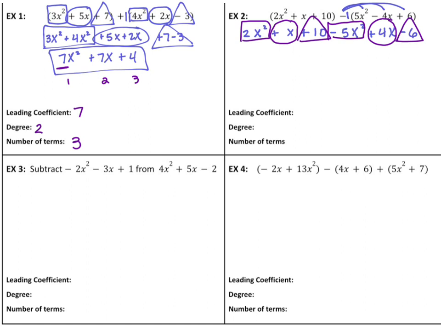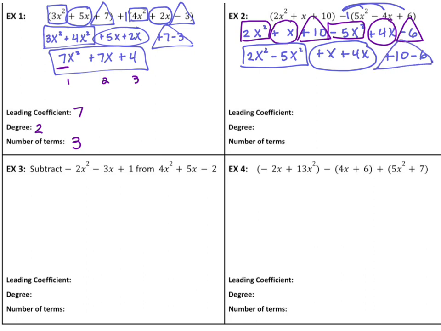Now let's rewrite with my like terms near each other. 2x squared minus 5x squared. Put a lovely box around that. Plus x plus 4x. Circle that. And then plus 10 minus 6.